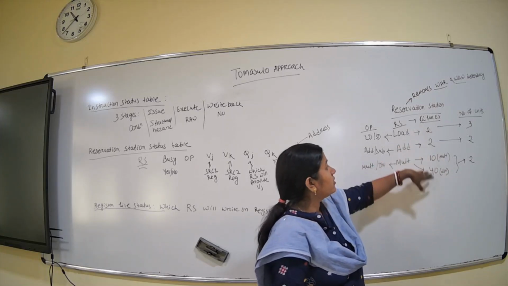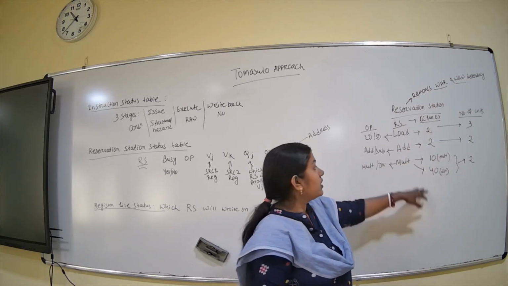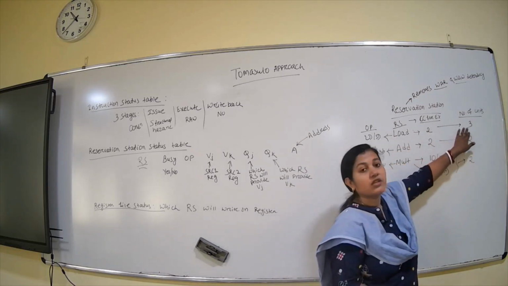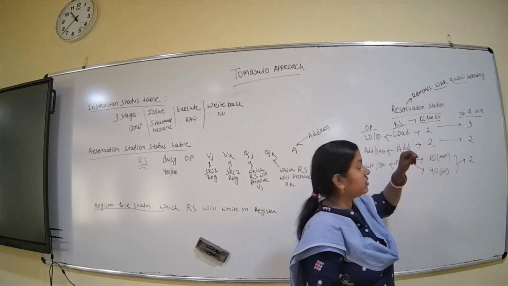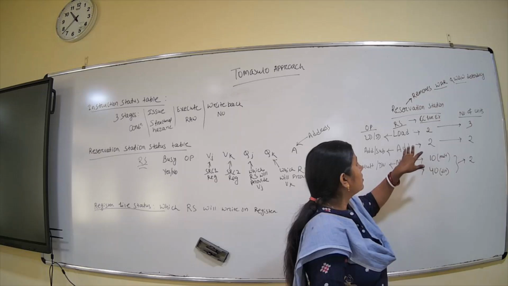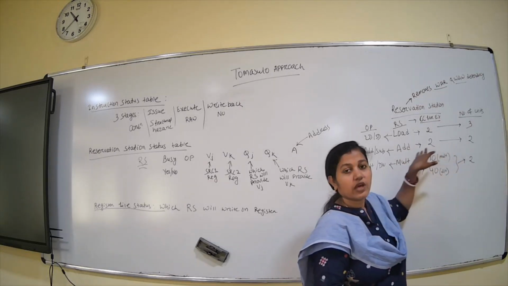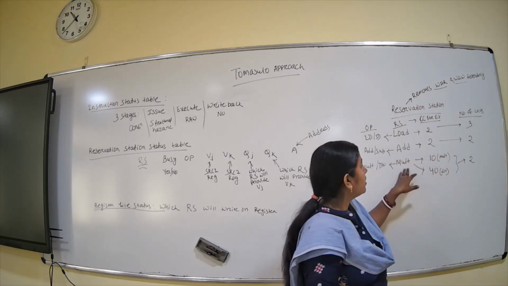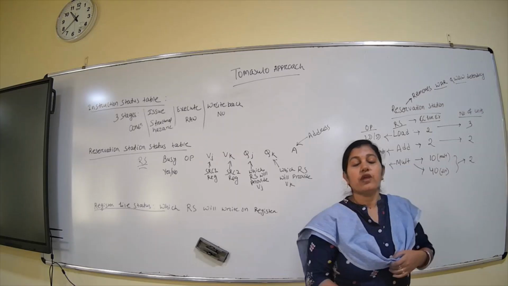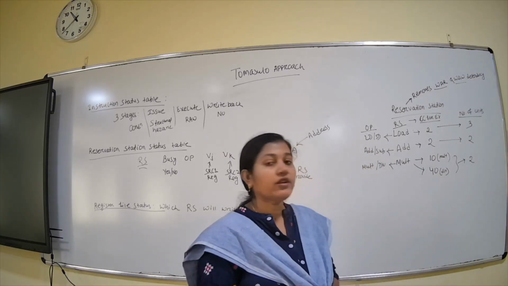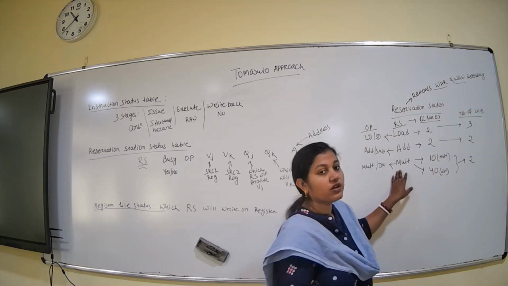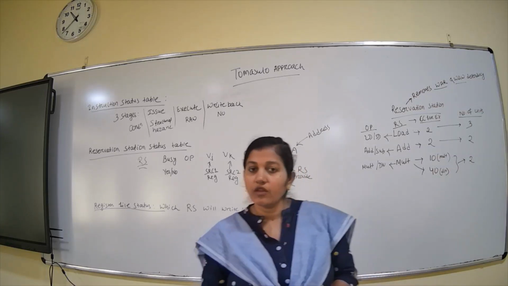Okay, and the number of units. Let's say for load, there are 3 load units: load 1, load 2, load 3. That is 3 reservation stations for the load. There are 2 reservation stations for the add, that means add 1, add 2, and 2 multiply units for the multiply and division. So that means multiply 1, multiply 2. Okay.